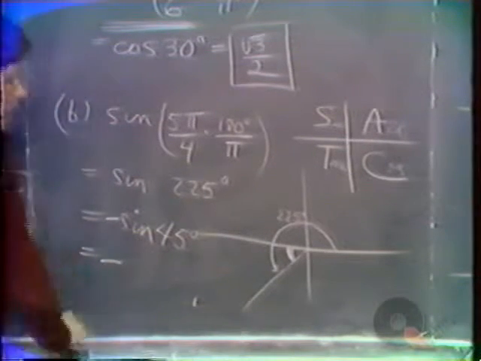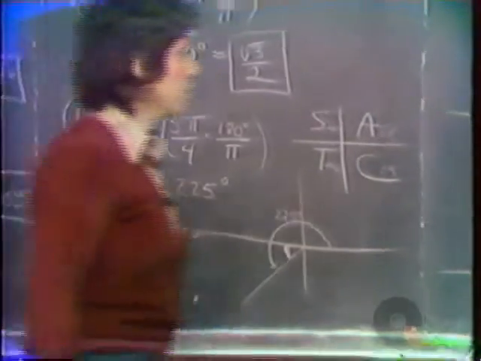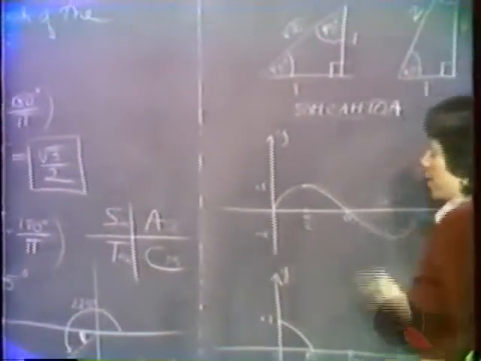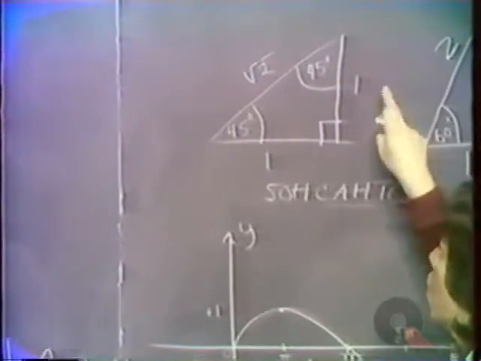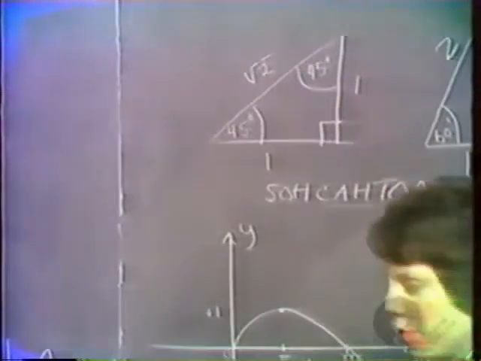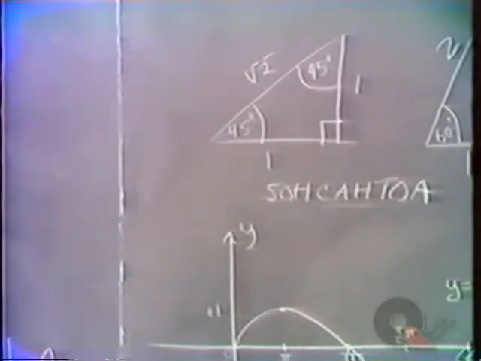And now we can go over to our 45-45-90 right triangle and figure out the sine of 45 degrees: opposite over hypotenuse, 1 over the square root of 2. So our final answer here is negative 1 over the square root of 2.